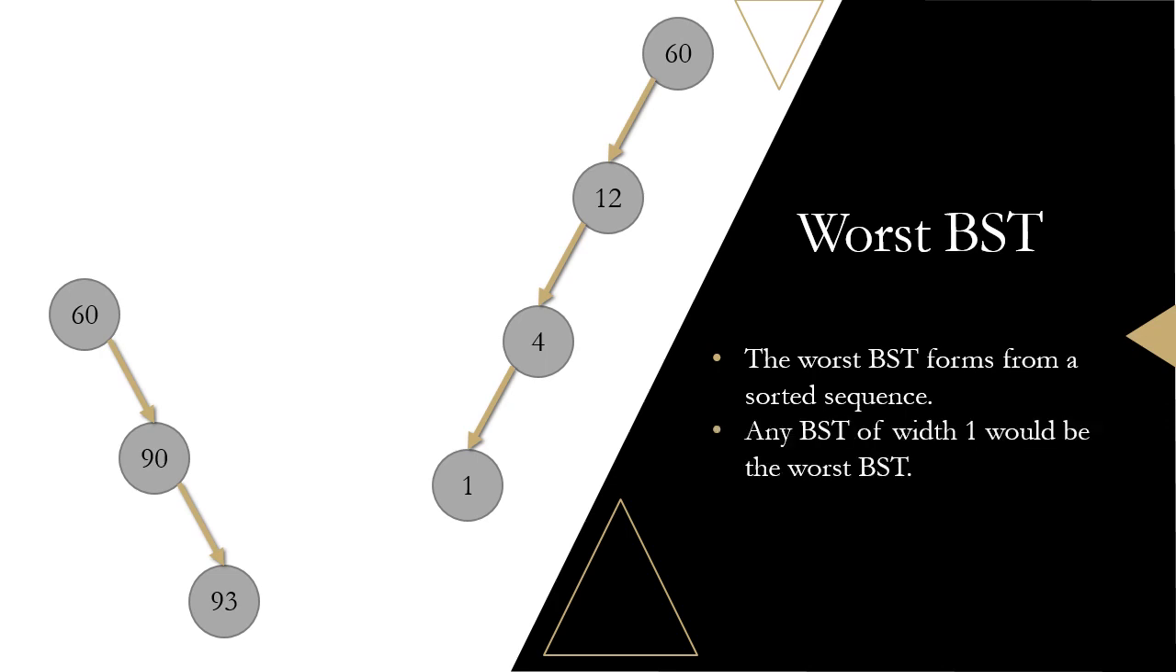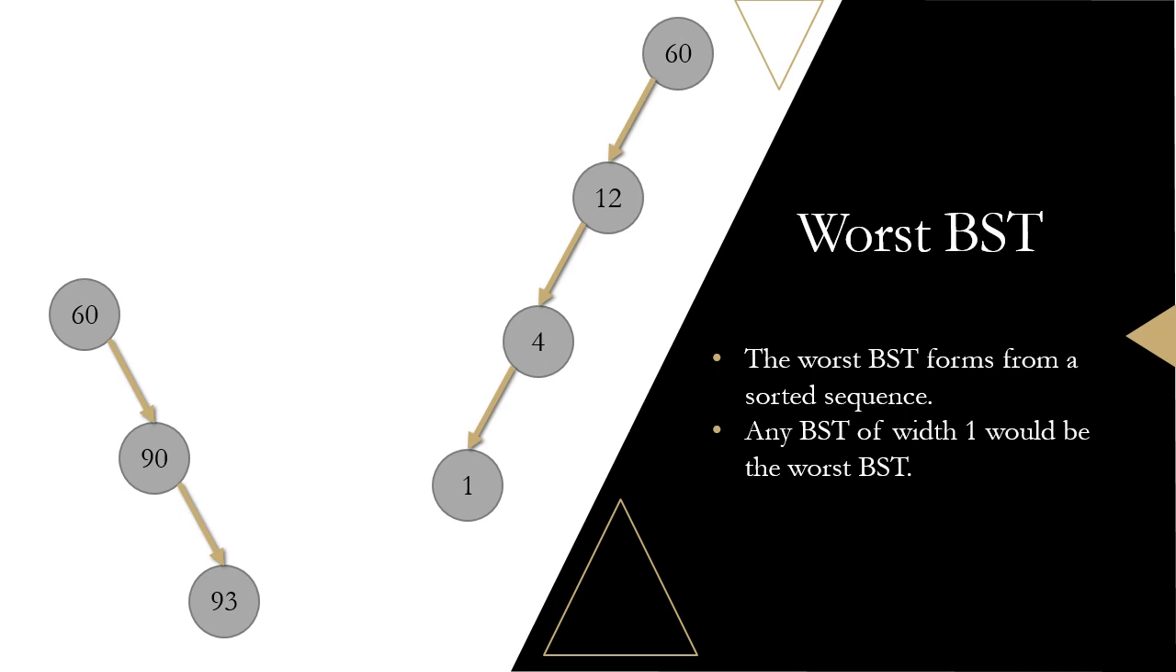Any BST of width 1 would be the worst BST. Width 1 means every level has just one node. If you remember, width is the number of nodes in the most populated level.